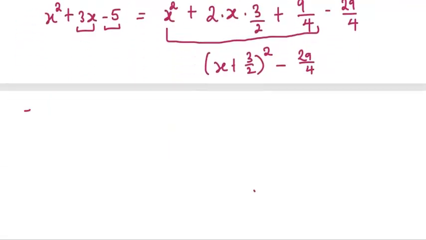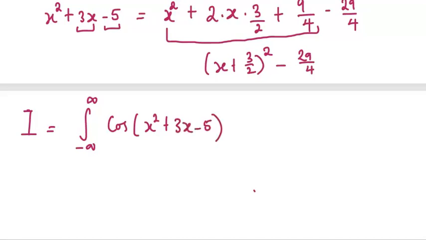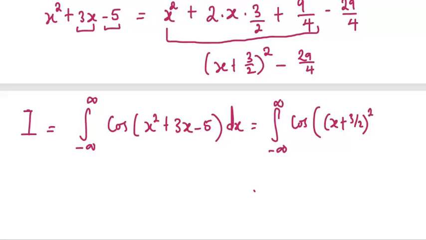So therefore, our I is equal to the integral from negative infinity to positive infinity of the cosine of x squared plus 3x minus 5 dx, which is equal to the integral from negative infinity to positive infinity of the cosine of x plus 3 by 2 whole squared minus 29 divided by 4, and then dx.